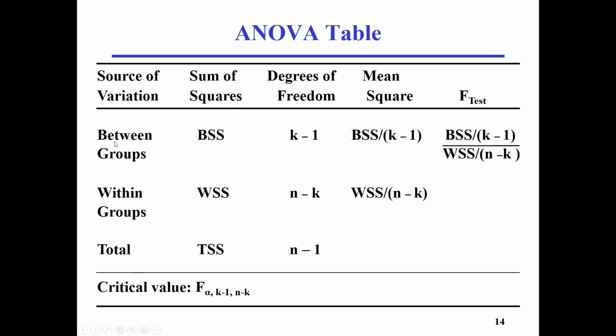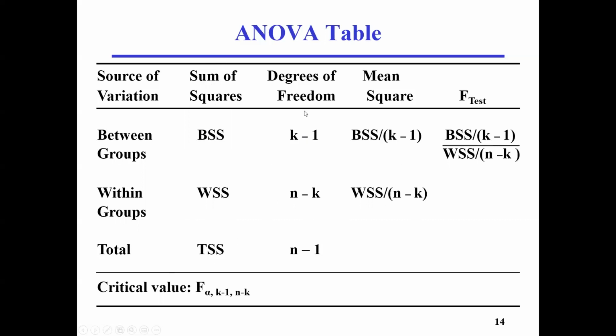So here, each row is for a specific quantification. First row is for between groups, BSS. Second row is for WSS. Third row is for TSS, right? So here you can just say that the first column is just the name, right? For the second column, you can replace BSS with the specific value you have for BSS. You can do the similar thing for WSS and TSS, right?